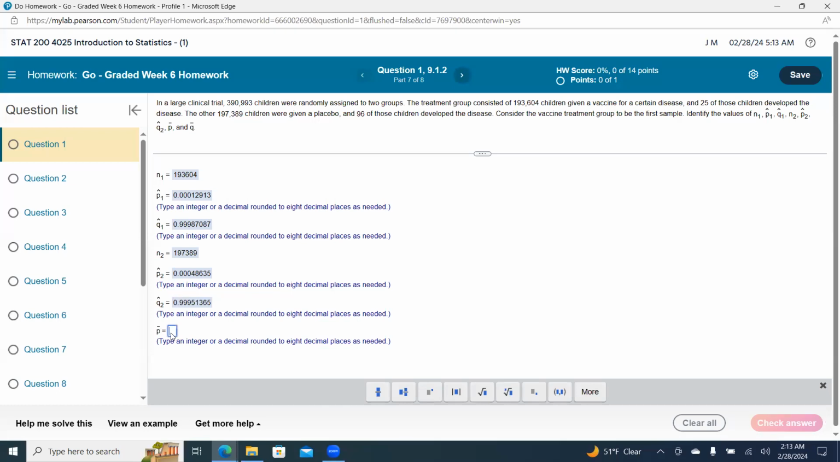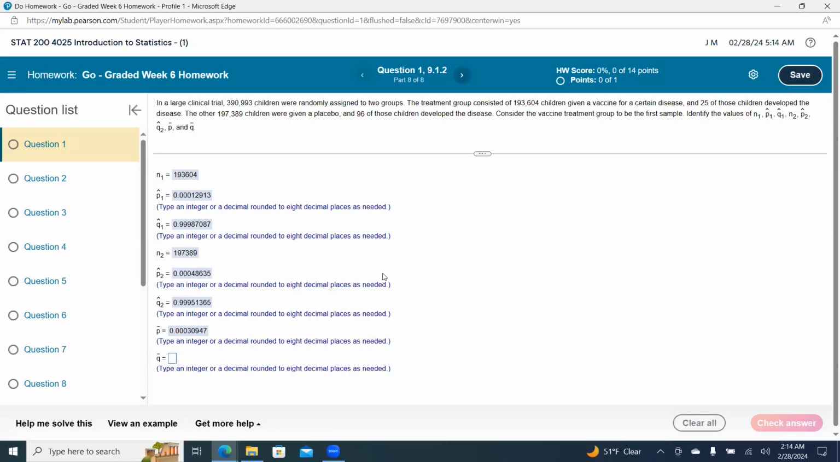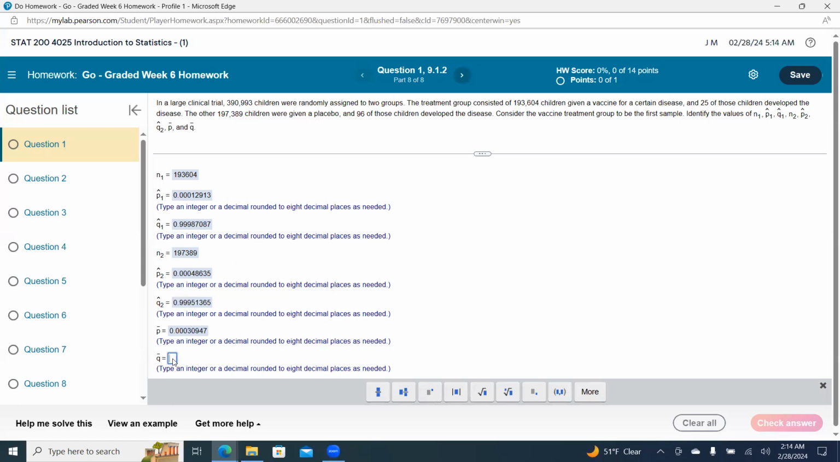Okay, so P bar is going to be x1 plus x2 over n1 plus n2. So 25 plus 96 divided by 390,993. Yep, that's all of it there. I get 0.0003097, and Q bar is 1 minus the answer.